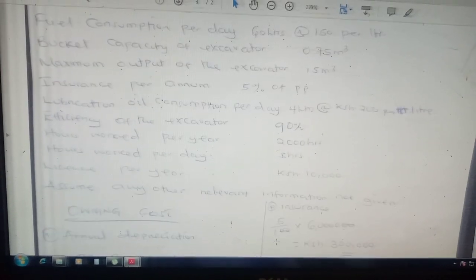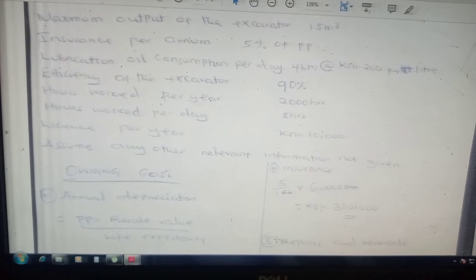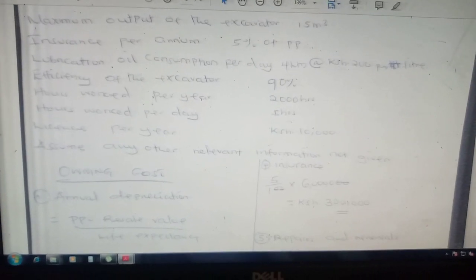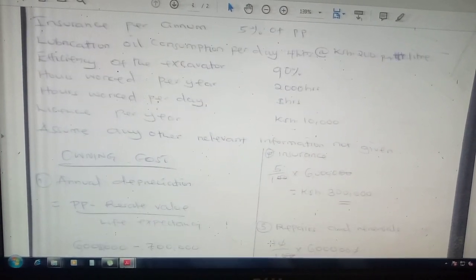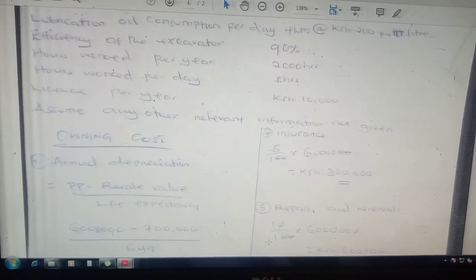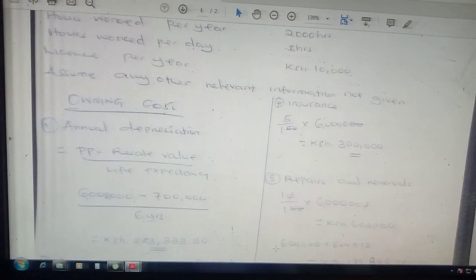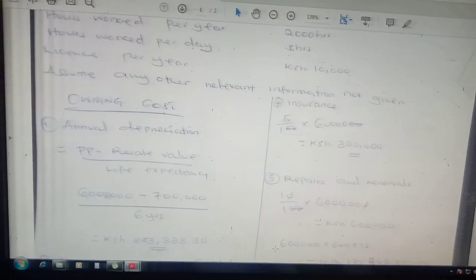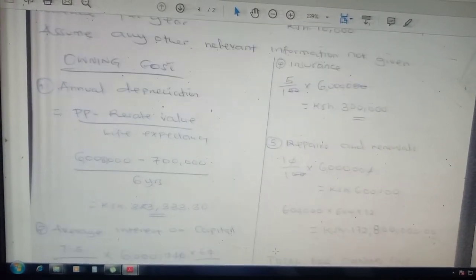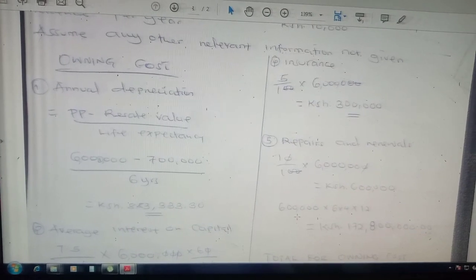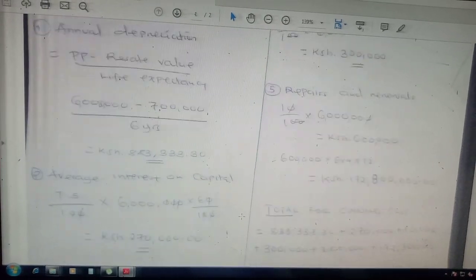So we begin, as we had discussed in the previous video, by calculating the owning cost, and I had said that the owning costs are the costs that are incurred by the owner of the equipment or the plant. So the owner will incur a cost of depreciation. The machine will depreciate after some period of time. So the annual depreciation formula is purchase price minus resale value over life expectancy, which is 6 million minus 700,000 over 6 years, which is the life expectancy for the machine.